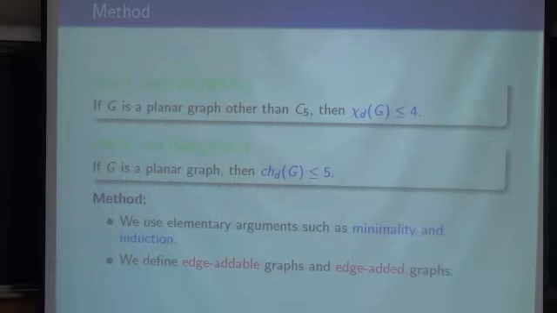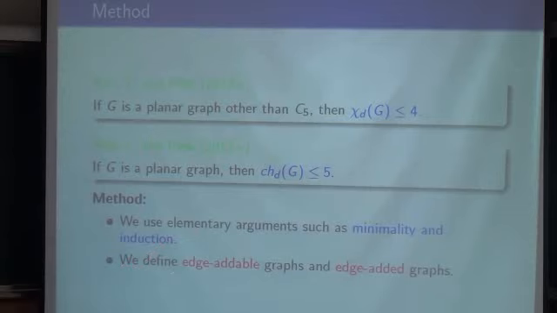So let me mention the method. For these two results, we use elementary arguments such as minimality and induction. This is a very interesting thing because usually for a new result on vertex coloring nowadays people use the discharging argument or the probabilistic method. But we used an elementary argument to get this kind of nice result. Of course, we need to add some ideas.